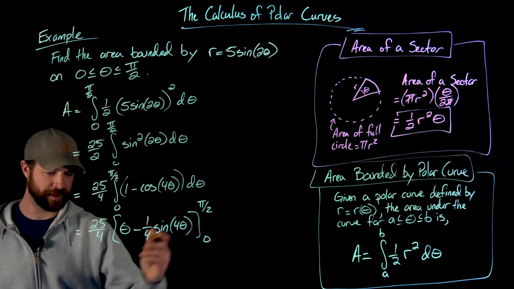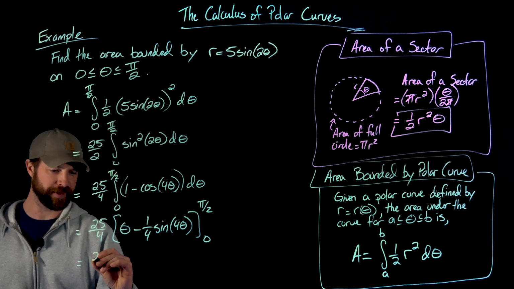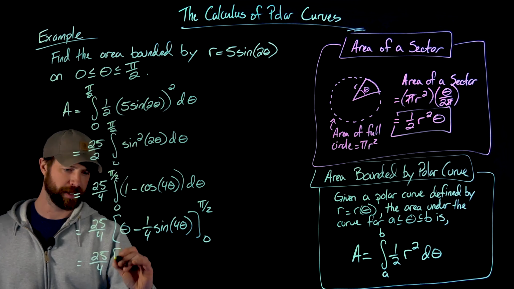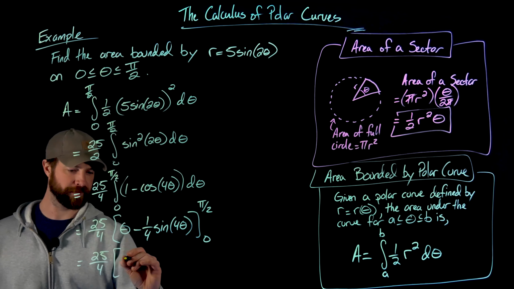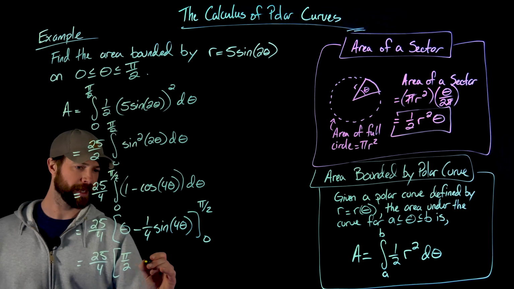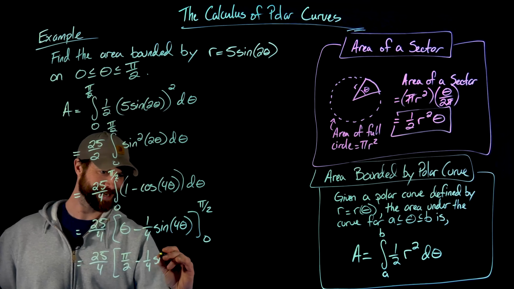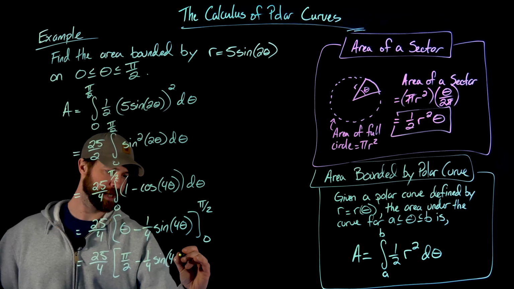All right, and then plugging in my interval values and evaluating. So again, I have this 25 fourths on the outside and theta. So I plug in pi over 2 here. And then I get minus 1/4 sine of 4 times pi over 2.